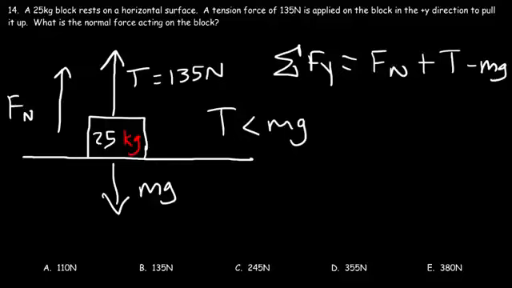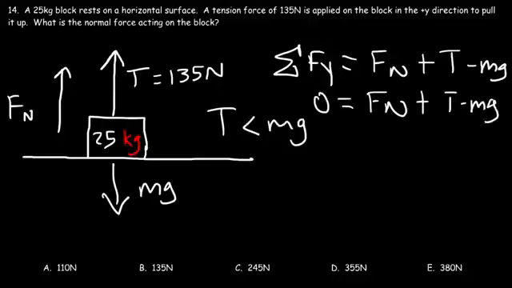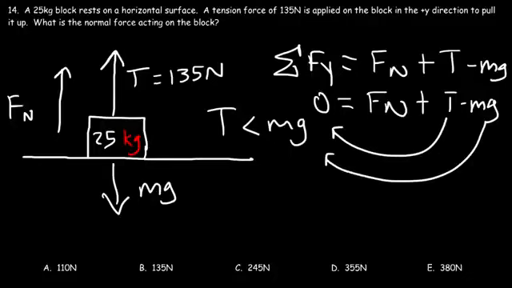Now, because the tension force is less than the weight force, the block remains at rest, which means the net force in the y direction is 0. So 0 is equal to Fn plus T minus mg. Now let's solve for Fn. Let's isolate it. If I'm going to move T from the right side to the left side, and the same thing with negative mg, negative mg is on the right side, but on the left it's going to be positive mg. And T is positive on the right side, so it's negative on the left.